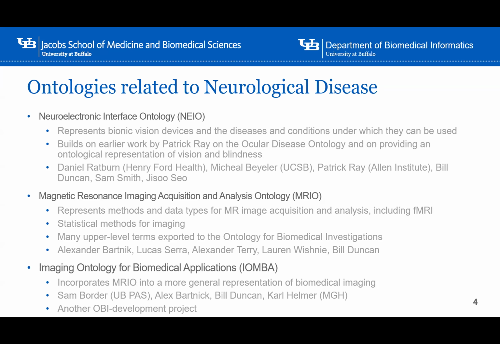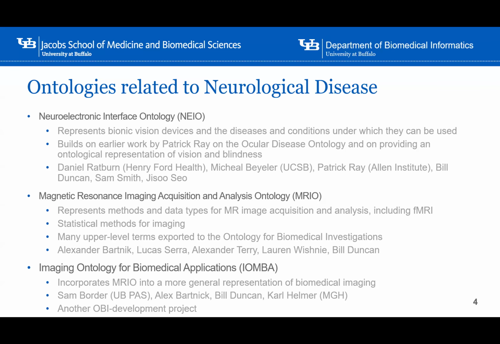And actually the work here is really nice because it builds on earlier work that Patrick Ray did with me when he was a graduate student on building something we called the ocular disease ontology, and also work that Patrick did that provided an ontological representation of vision and blindness. And so we're going to be able to create a phenotyping algorithm to look at EHR records that will be based in part on this ODO ontology and also an ontology to be built based on Patrick's work that will describe visual function in various ways.